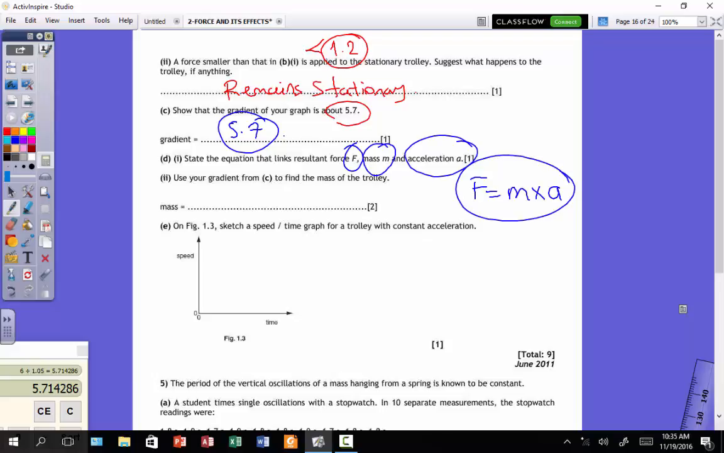Use your gradient from C to find the mass of the trolley. Okay, we know that the gradient, force over acceleration, will give us the mass. Mass is equal to force over acceleration. So the gradient 5.7 is our mass. What is the unit? The force is Newton, the acceleration is meter per second squared, and so the unit is kilogram, 5.7 kilogram.